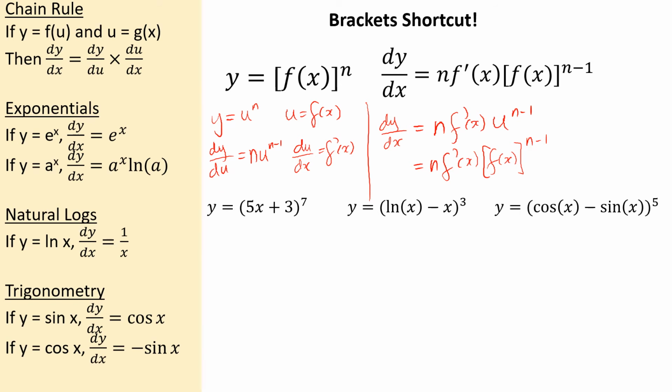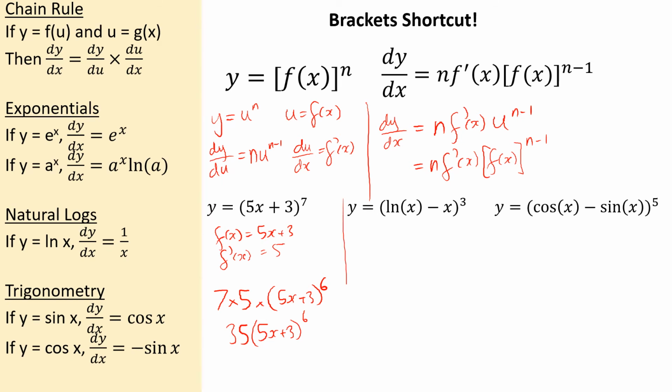Let's actually see how it works in practice though. So in this case, I've got y equals 5x plus 3 to the power of 7. So in this case, I'm saying my f of x is 5x plus 3. I know the differential of that is 5, so I'm good to go now. So it's going to be n times f dash x times 5, and then times the bracket, so times the 5x plus 3 with the power decreased by 1. Tidy it up, 7 times 5 is 35, don't need our times signs in there, 35, lots of 5x plus 3 to the 6.